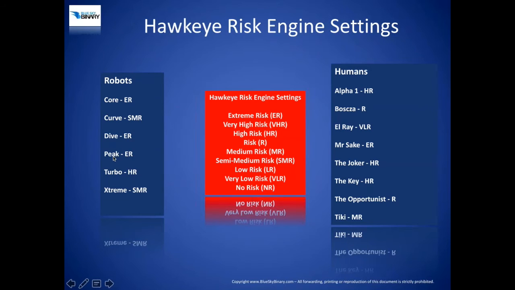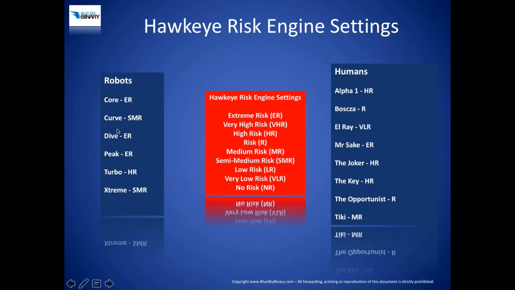The same holds true for Peak. Peak is, from backtests at least, a very, very high accuracy signal, and since it also fires on some extreme movements and looks at some candlestick patterns, we think ER, extreme risk or instant replication, is also valid here. For Turbo, looking at the data, it seems the high risk setting is probably the best one. It's not at the immediate price, but it waits for certain parameters to happen.